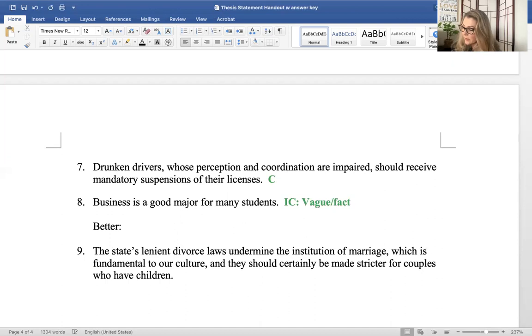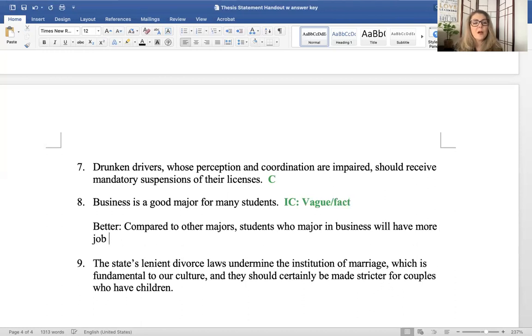And we can say, let's see here, looking at my notes. Oh, here we go. Compared to other majors, students who major in business will have more job opportunities. Okay, so again, this is something that could be proven, could be shown in an essay through examples and evidence. Okay, so let me read that again. Compared to other majors, students who major in business will have more job opportunities.